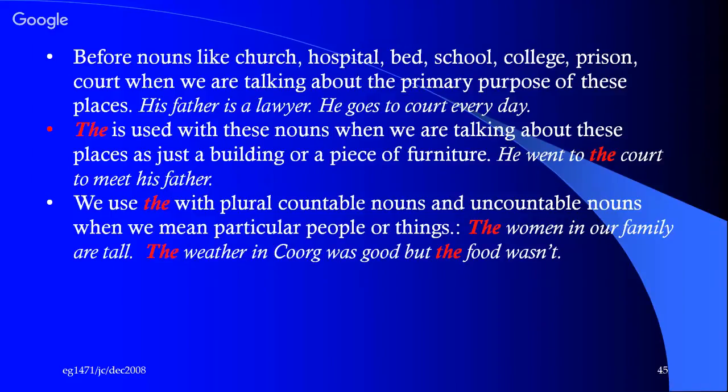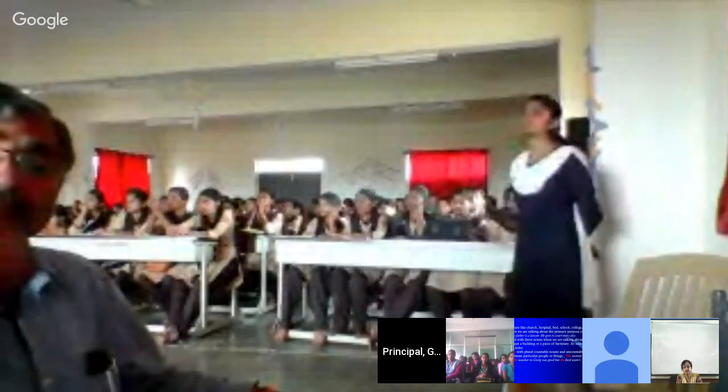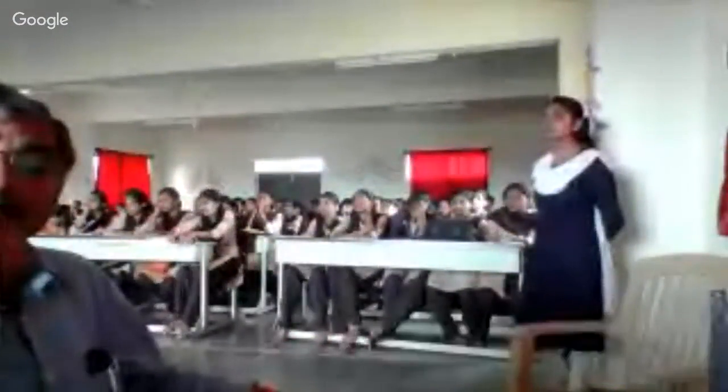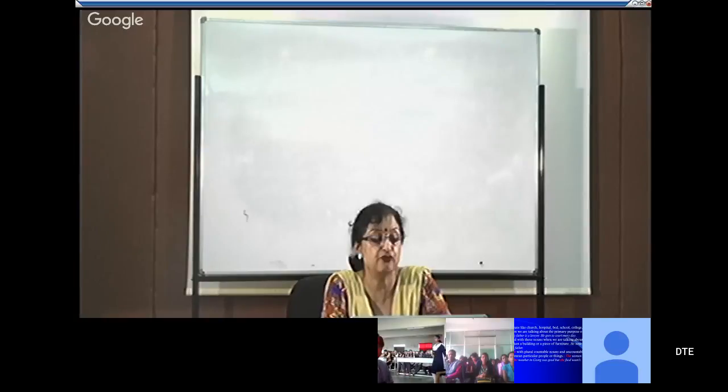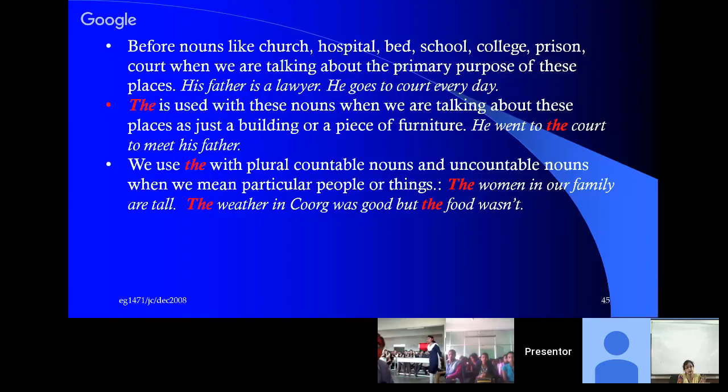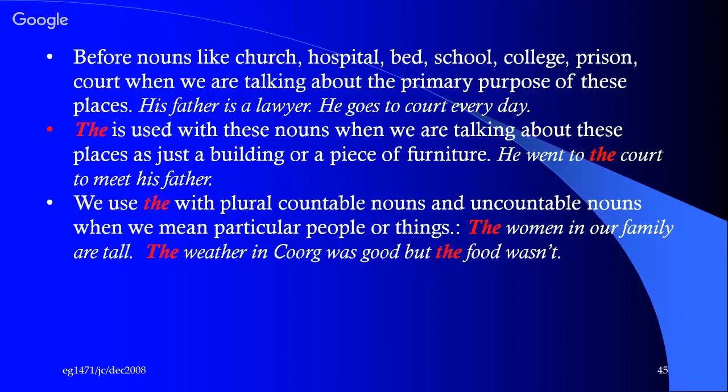We use the with plural countable nouns and uncountable nouns when we mean particular people or things. The women in our family are tall. The weather in Coorg was good, but the food wasn't. So now, this is about Coorg in particular.